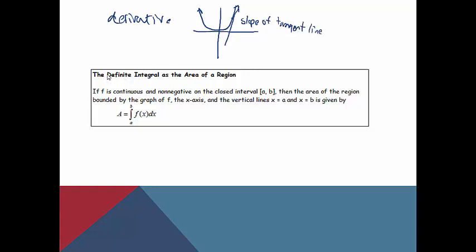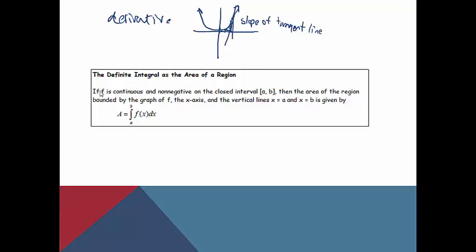When we're looking for a definite integral, what we are looking for is the area of a region. We're going to go from a certain x value to a certain x value. If I'm asking you to find an integral, I'm asking you to find the area of that region under the curve, between the graph and the x-axis. So that's the difference between a derivative and an integral.